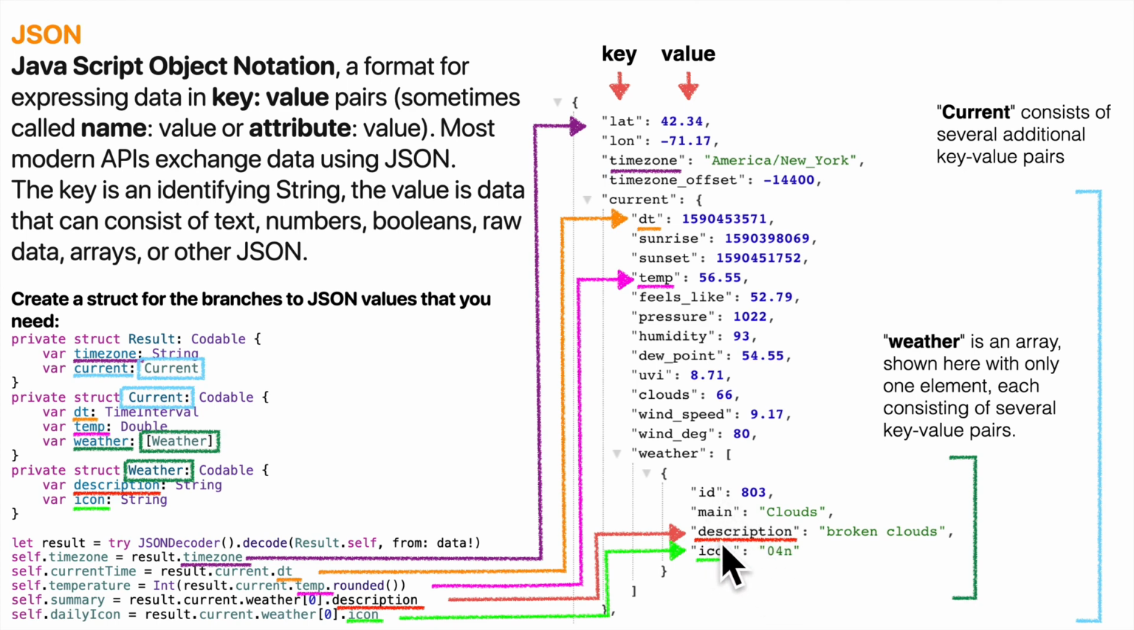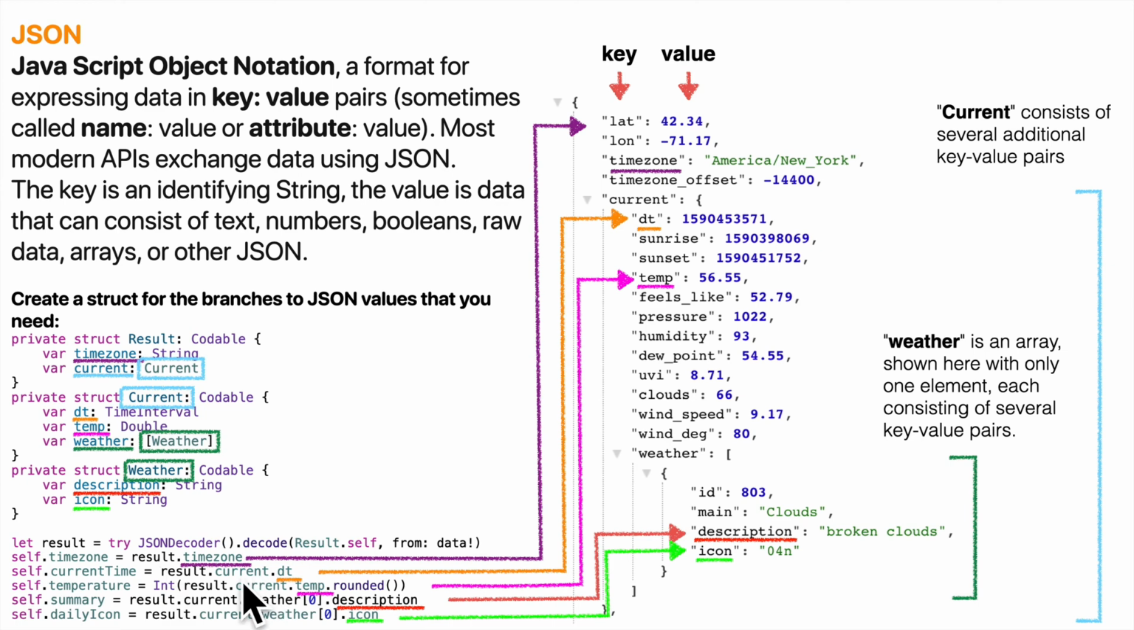We only want description and icon. So we'll create a weather struct, again, capital W Weather, and then we'll add a weather property to current, and we'll make sure that we add that as an array of capital Weather. Now, we don't want to have to dig through all of these layers to get at the values that we want. So what we're going to do is create class properties for all 5 of these values. And then after decoding data, we're going to assign our JSON values to the class properties this way.